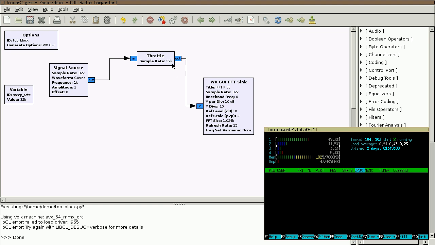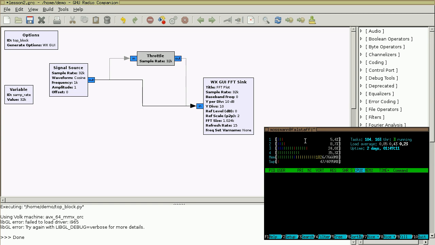Now, if I were to remove the throttle block, or disable it and bypass it, then I would actually see this across all 4 cores go to about 99% or 100%. All of my CPU power would be utilized, and most of it would be utilized by this flow graph.